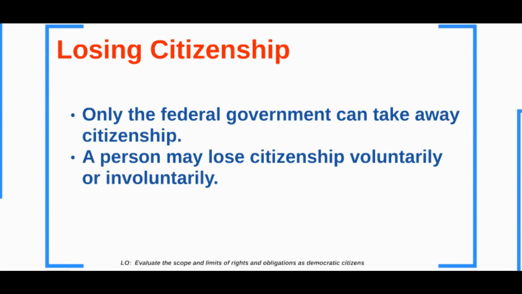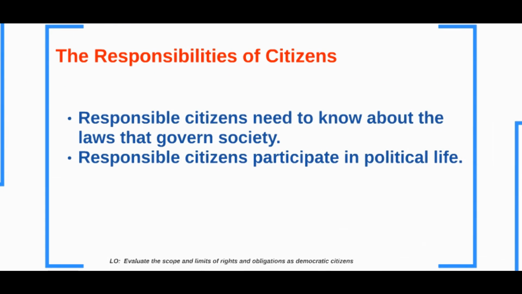Losing citizenship. Only the federal government can take away citizenship. A person may lose citizenship voluntarily or involuntarily. The responsibilities of citizens. Responsible citizens need to know about the laws that govern society. Responsible citizens participate in political life.